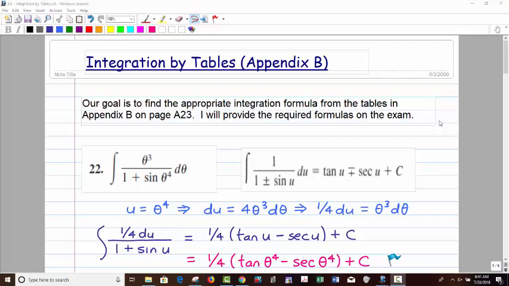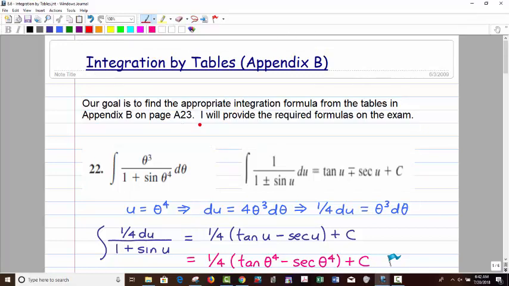Hello, this video is entitled Integration by Tables. Now in this particular textbook I'm using, these integration formulas are in Appendix B, but obviously they can be wherever, usually they're in the back somewhere. Well, this is, in other words, using integration formulas that we maybe don't normally use to integrate certain functions.